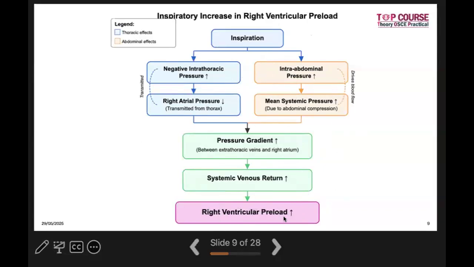So during inspiration, in the thorax, there is negative intrathoracic pressure. So air enters the lung, but at the same time, the right atrial pressure also comes down and the venous return increases. Overall, in the right side of the heart, there is an increase in the right-sided preload.